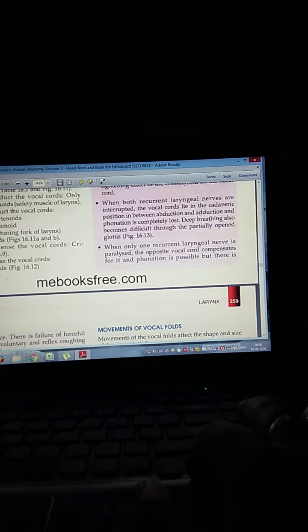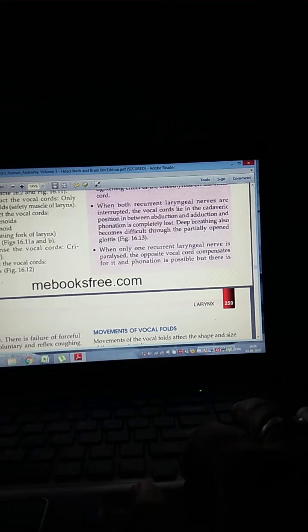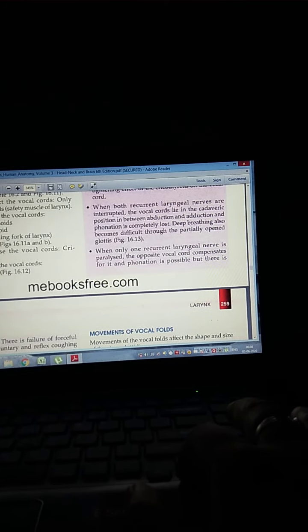Now the clinical anatomy. When any foreign object enters the larynx, severe coughing is excited to expel the object. Damage to the external laryngeal nerve causes some weakness of phonation due to loss of the tightening effect of the cricothyroid on the vocal cord. When both recurrent laryngeal nerves are interrupted, the vocal cords lie in the cadaveric position, in between abduction and adduction, and phonation is completely lost.